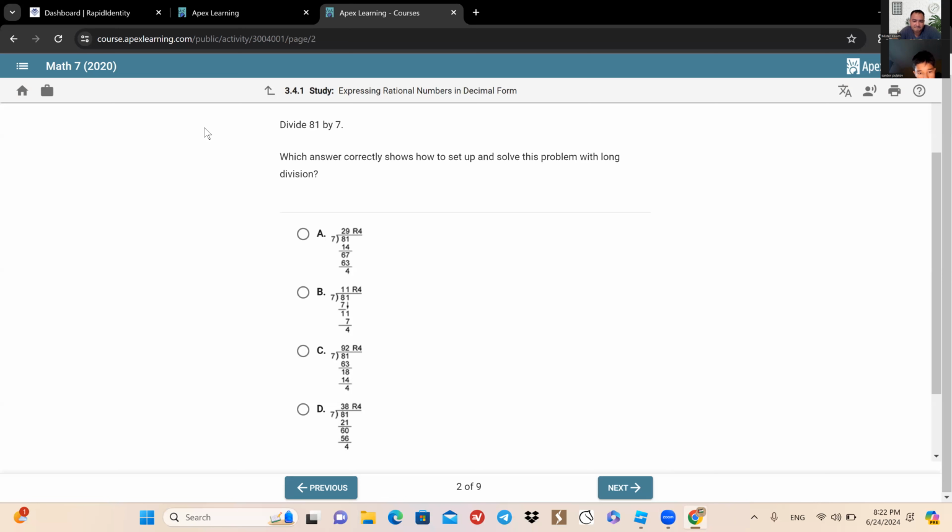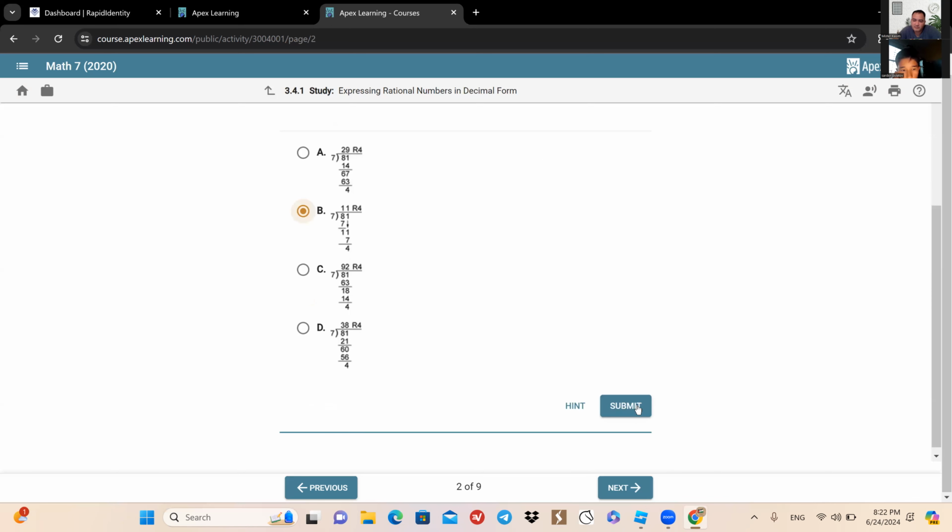Which one is it? This one, B. Okay, before you use a paper, try to calculate this mentally, because these are not such big numbers. We can use a piece of paper, but it's small numbers first. We can also try the guess and try method.